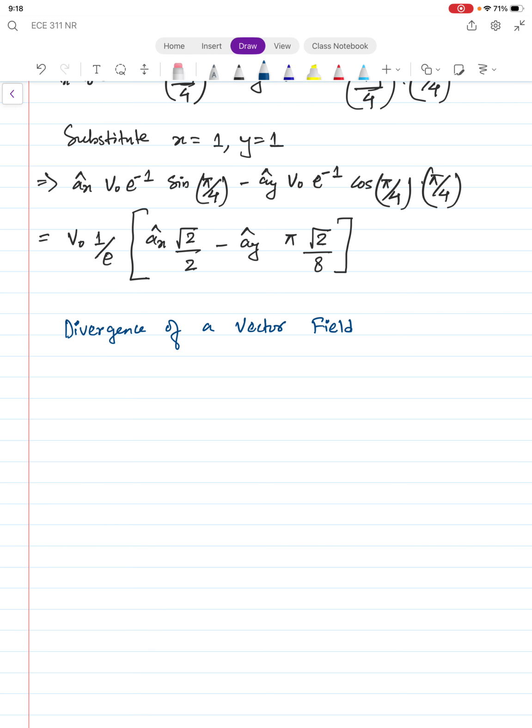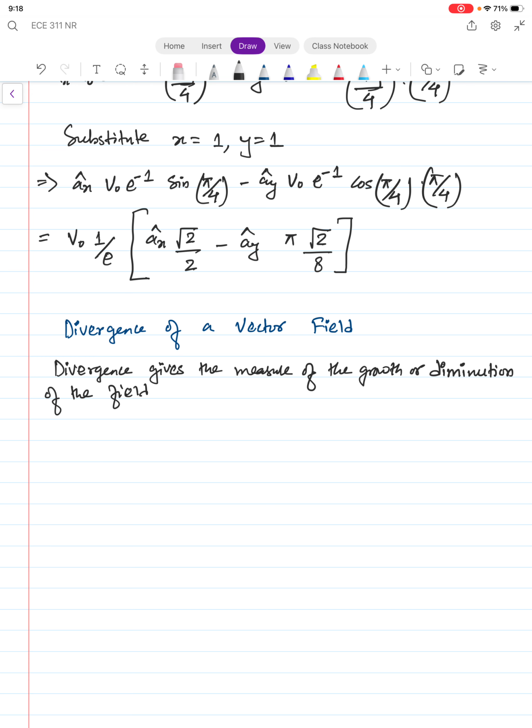And divergence, if I have to define it, gives the measure of the growth or diminution of the field at a given point. Okay, that is our divergence.